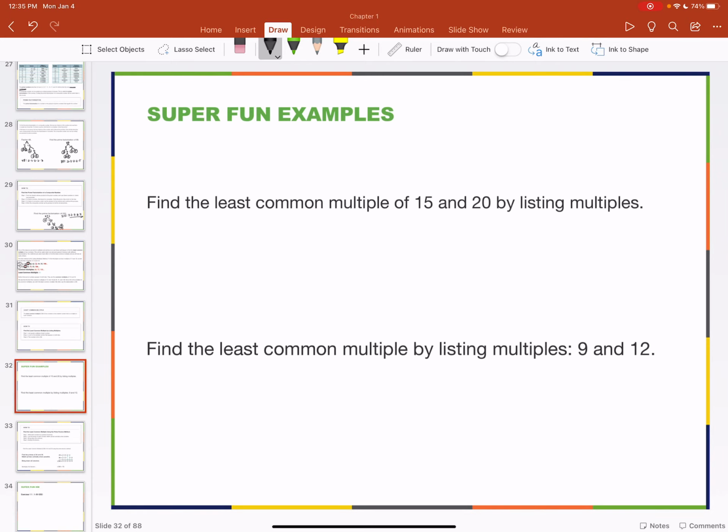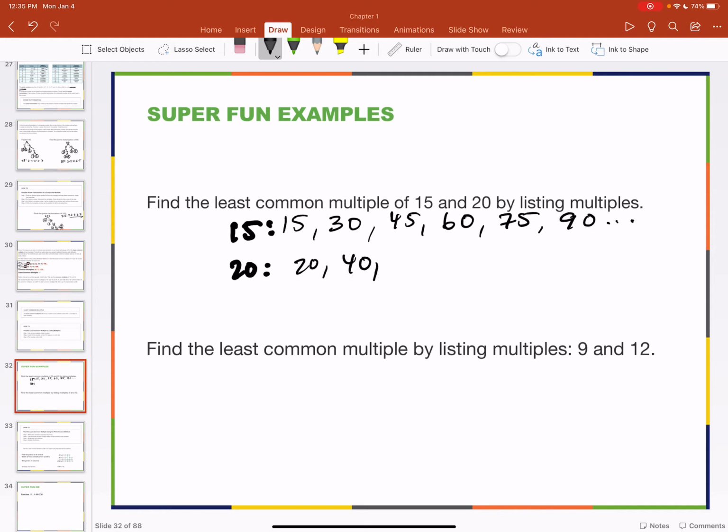So let's go ahead and find the least common multiple of 15 and 20. Let's list the multiples of 15: 15, 30, 45, 60, 75, 90, and so on. For 20: 20, 40, 60, 80, and hold the phone. See here, I already see one in common. So the LCM is going to be 60.